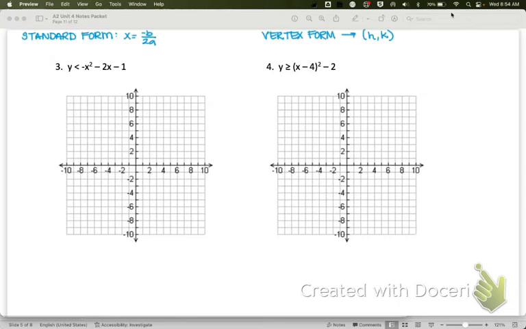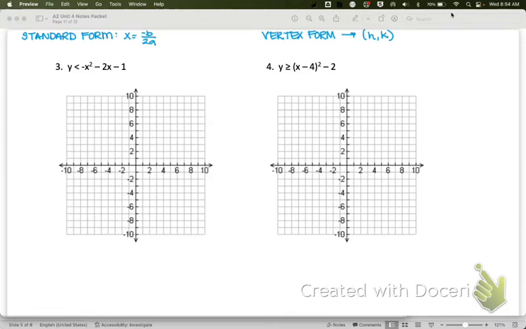The way we find the vertex, if our quadratic is in standard form, we have to use -b/2a to find the x, then plug it back in to find the y. If it's in vertex form, then remember h, k is going to tell us the vertex. We need the vertex and 2 points either to the right or the left that we can then reflect over. So let's look at number 3.